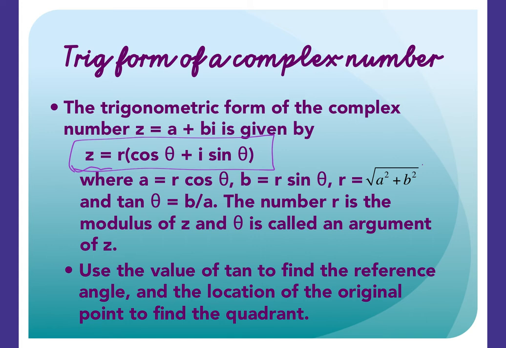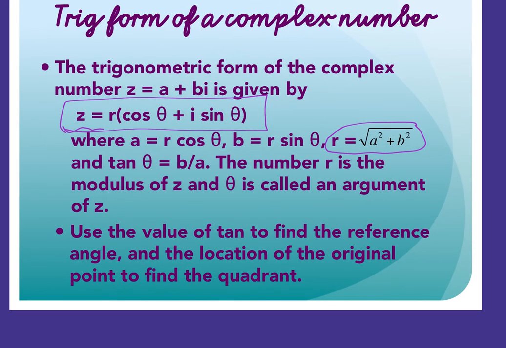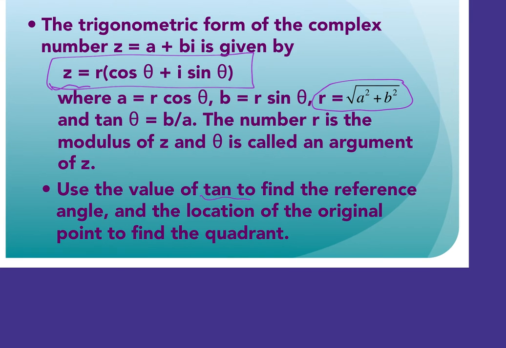We have to find r, which is the absolute value or the magnitude. All that's the same thing because r represents the radius, right? So radius would come out from your center. Square root of a squared plus b squared gives me the r. And then you have to find theta. So we use the value of tangent to find the reference angle using tan of theta equals b over a. So I'm going to have my x, I'm going to have my y, I'm going to say tangent of theta equals the y over the x, and then inverse tangent.